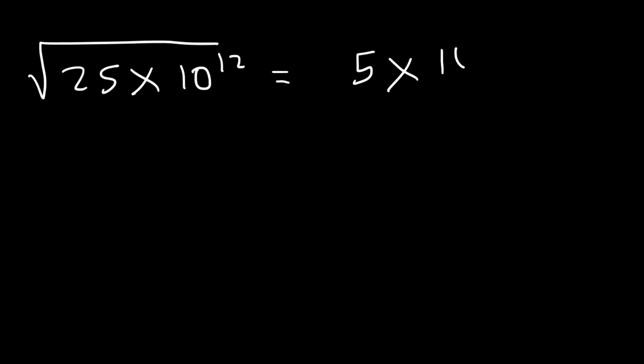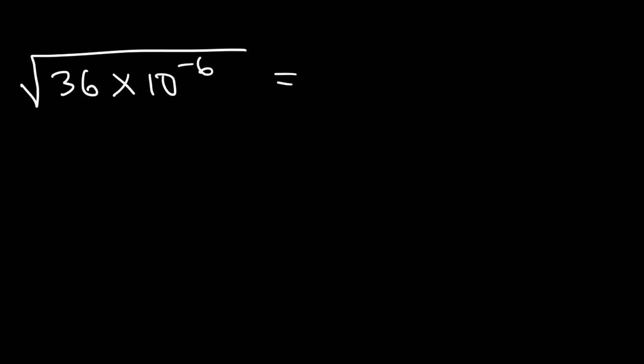Try this one. The square root of 25 times 10 to the 12. The square root of 25 is 5, and the square root of 10 to the 12, you just divide 12 by 2, so it's 5 times 10 to the 6, or simply 5 million.